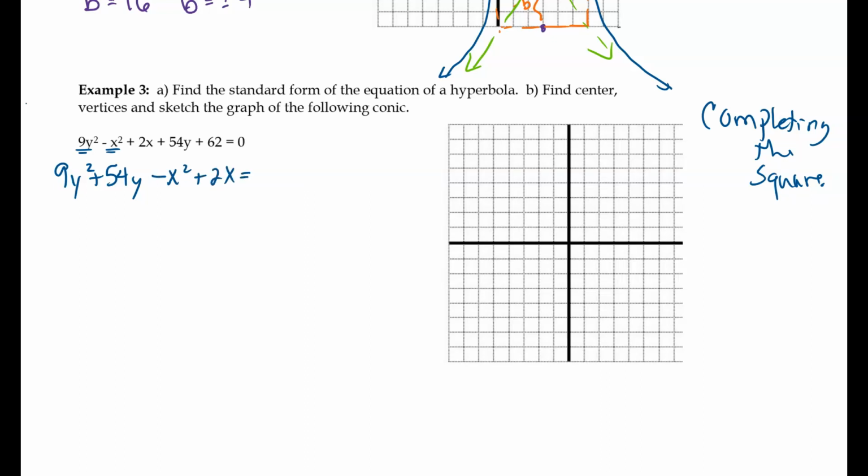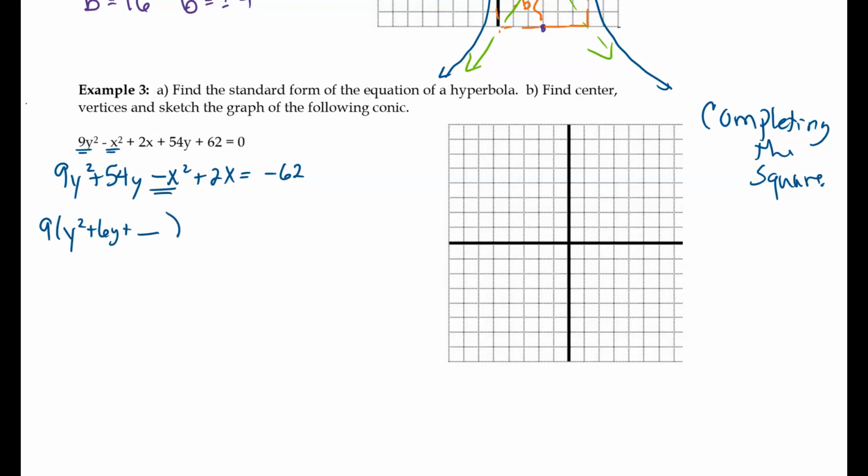And then I'm going to move over my 62 because we still move the constant over. Now this is where it's going to be like ellipses where we take out the coefficient. So it's always a positive 1 in front. So I factor out a 9 between my y's. So I got 9 times the quantity y squared plus 6y plus blank.